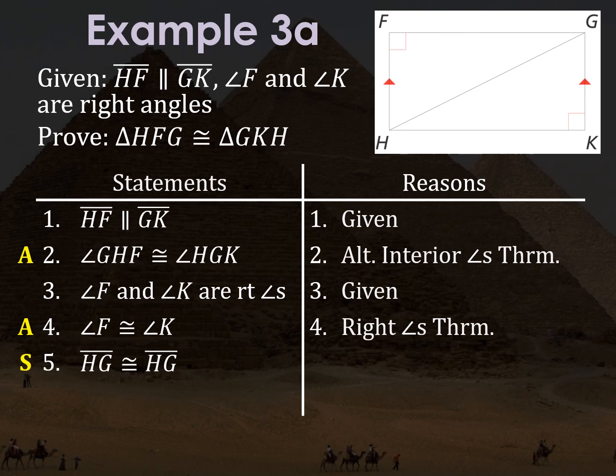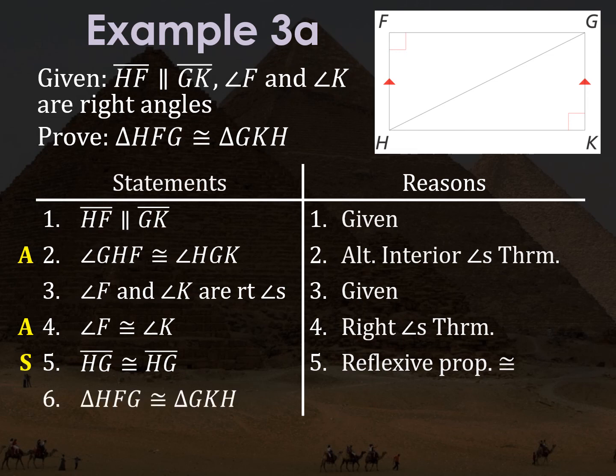Finally, HG is congruent to itself in the middle, shared side of both triangles. And that is the reflexive property of congruence. A segment is congruent to itself. So statement 6, triangles HFG and GKH are congruent. What do we have? We have two angles and a side that is not in between the two angles. So therefore, these two triangles are congruent by AAS, angle, angle, side, two angles and a non-included side.